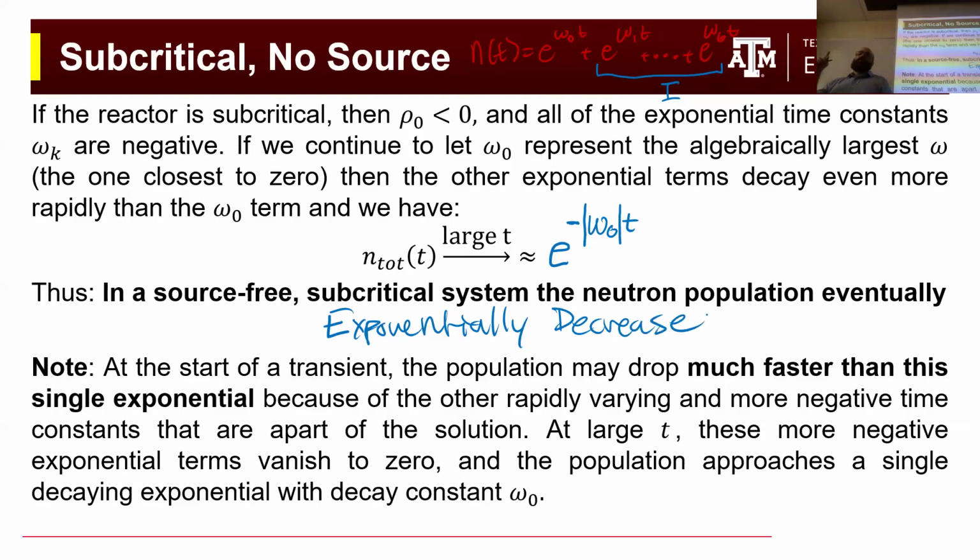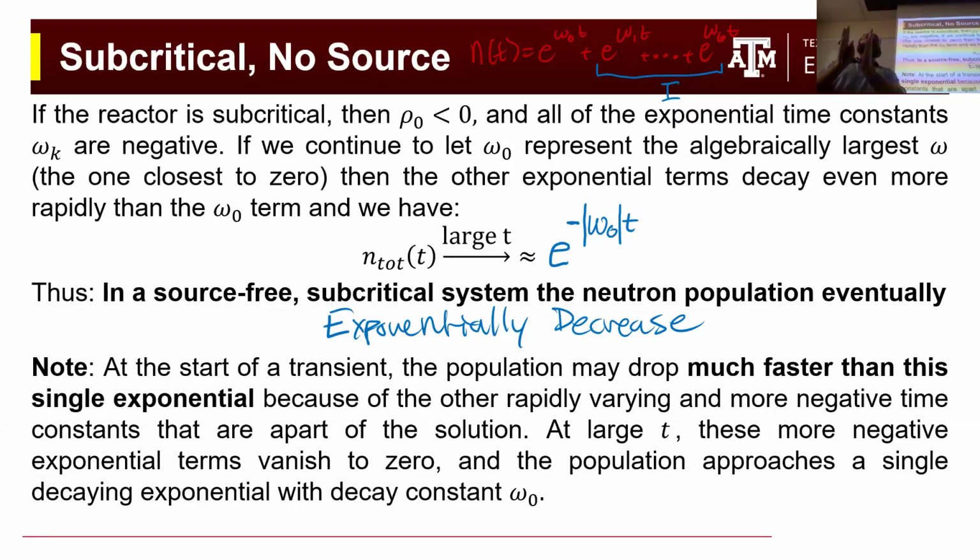So we're saying the omega naught is going to dominate the behavior. But we don't want to forget that all of those other omegas, all of those other time constants are in the solution. And if we were to talk about times right after zero, those are going to be the ones that dominate what my solution looks like, but they're going to decay away really fast.